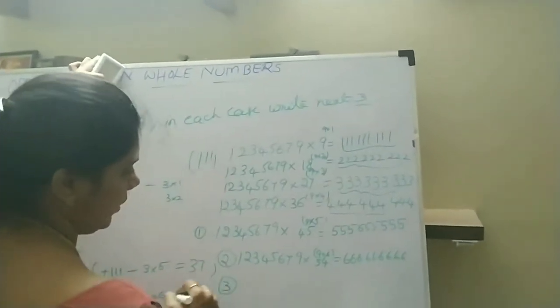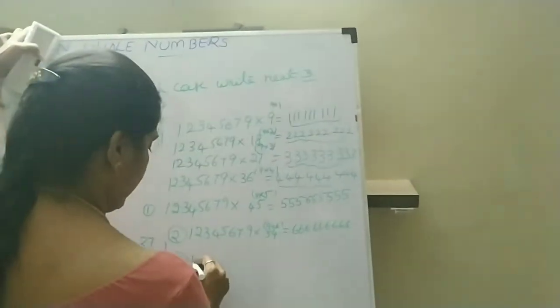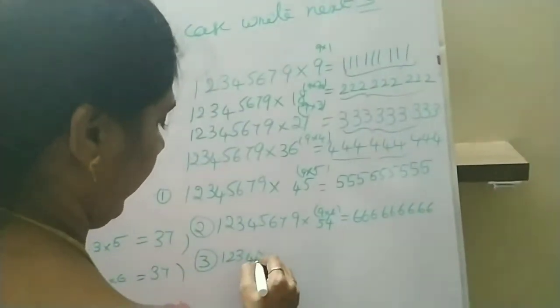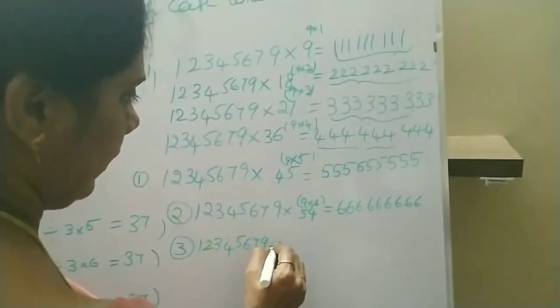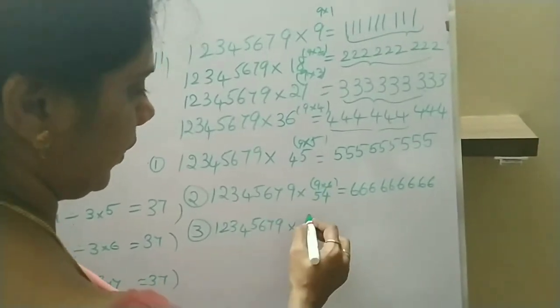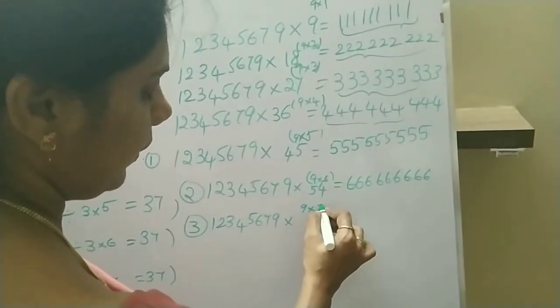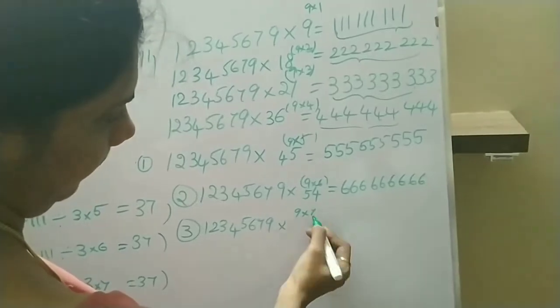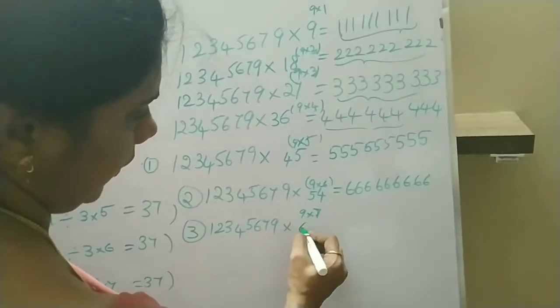Okay, so next step will be as it is 1 2 3 4 5 6 7 9 into 9 into 6 we have done here. The next one will be 9 into 7. 9 sevens are 63.